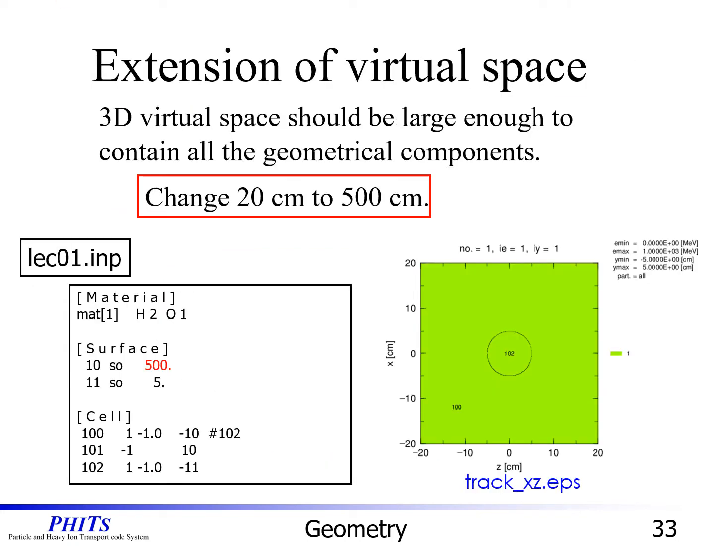Before we go on to the next exercise, we will extend the virtual space. Three-dimensional virtual space should be large enough to contain all the geometrical components. So, let's change the radius of surface 102 to 500 centimeters. After that, you will get a result like this figure.